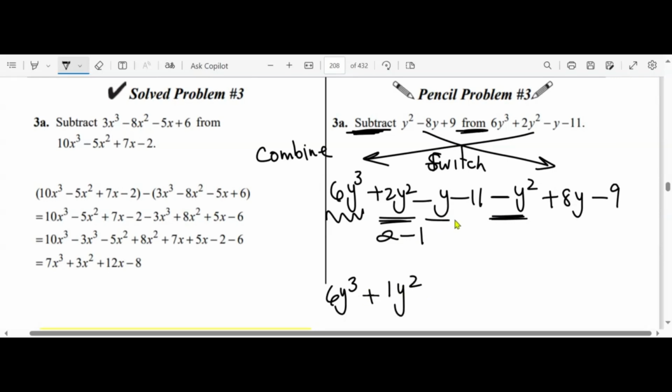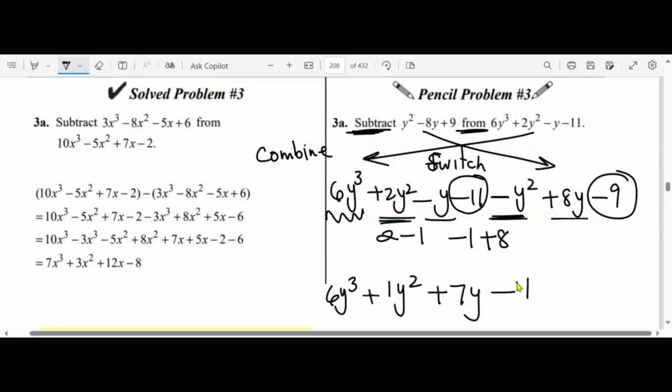Then we have negative y plus 8y, that's 7y. And then we have negative 11 and negative 9, minus 20. Exactly. So that's your final answer. Easy. Thank you.